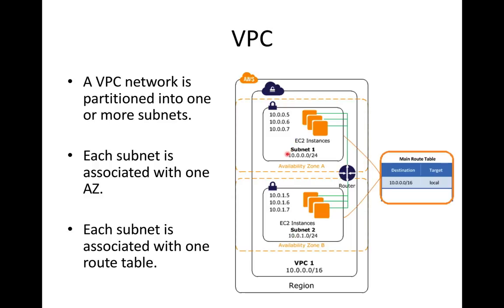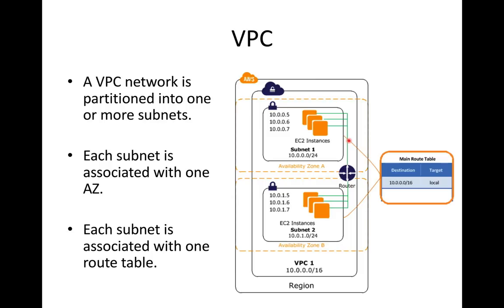Subnet 1 has a network range of 10.0.0.0/24. Subnet 2 has 10.0.1.0/24. These 2 subnet ranges fall within this 10.0.0.0/16 network range. We've basically carved out smaller network blocks and we've assigned those to each individual subnet.